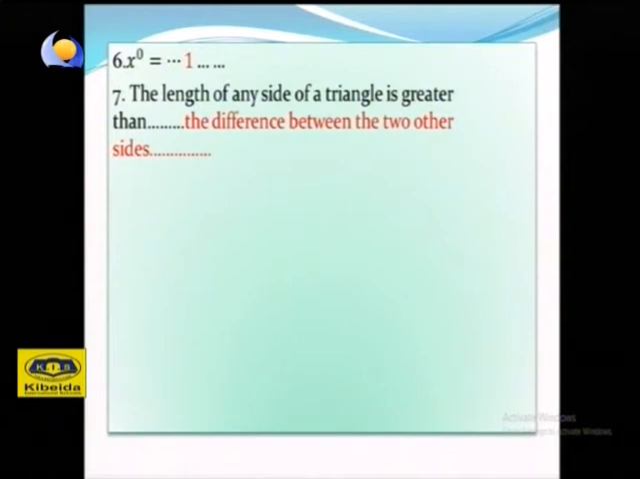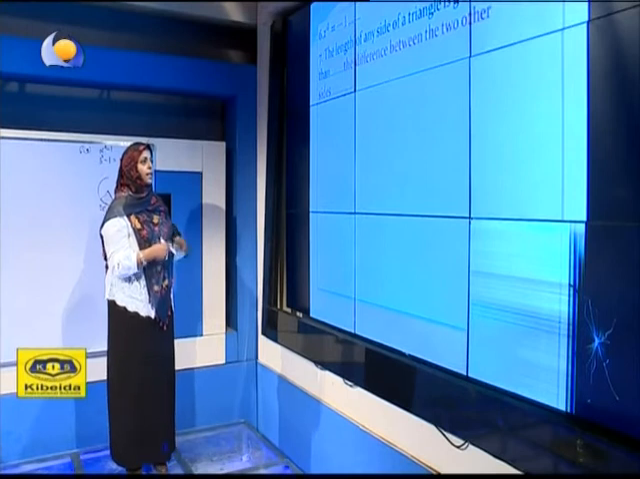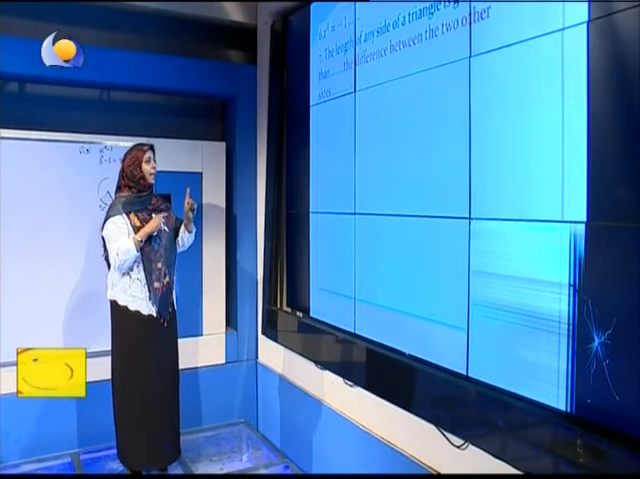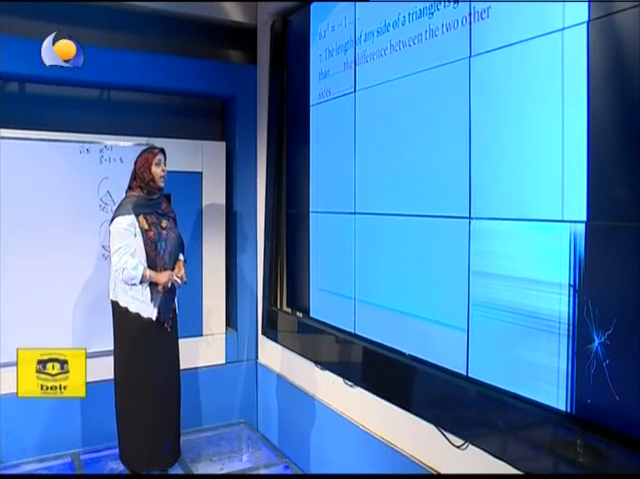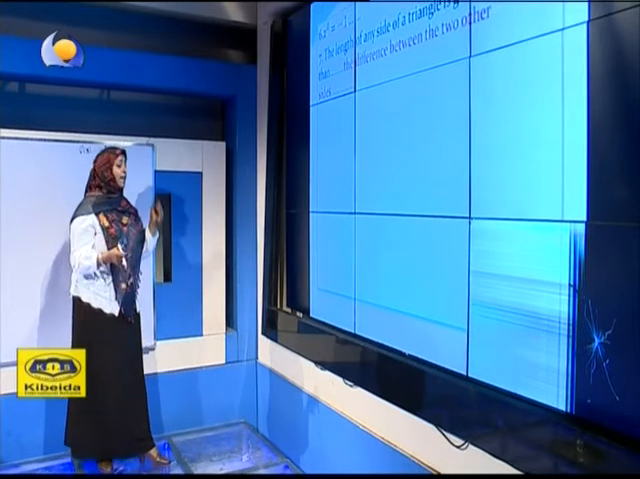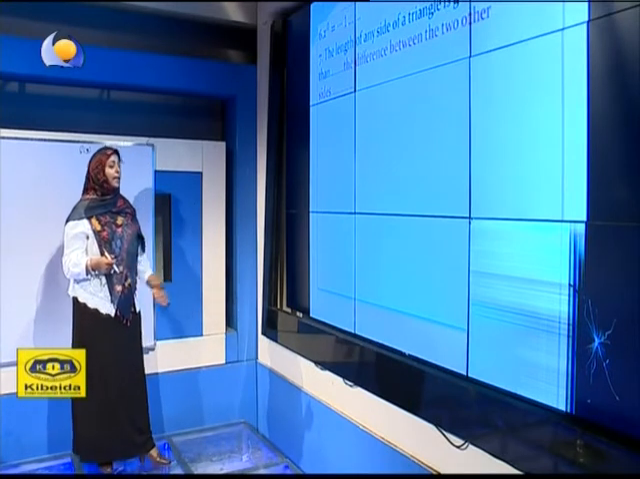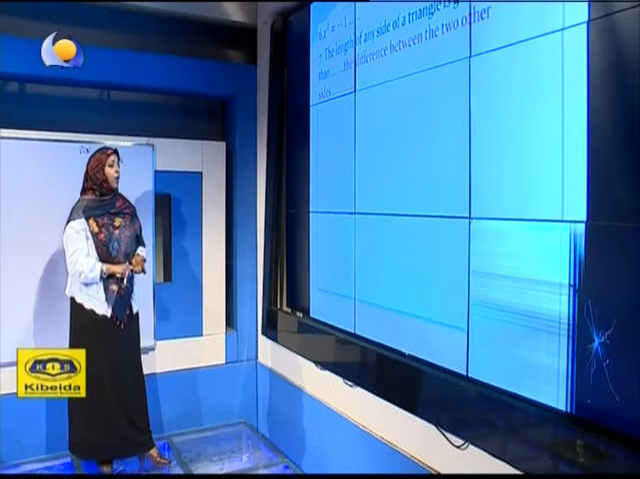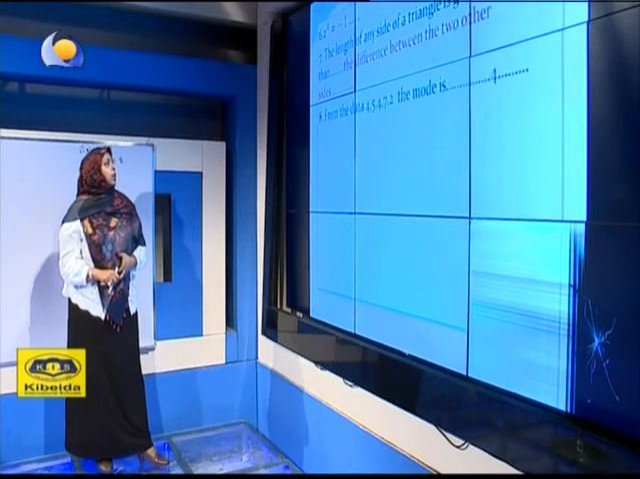Number 7, the length of any side of a triangle is greater than. If I have a triangle with 3 sides, he wants the relation between those 3 sides. One side is definitely greater than the difference between the 2 other sides, and this side will definitely be less than the sum of the 2 other sides.